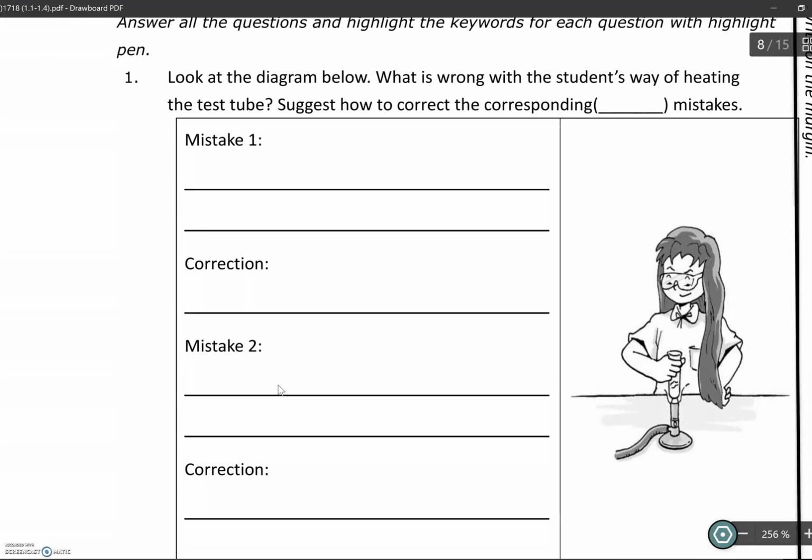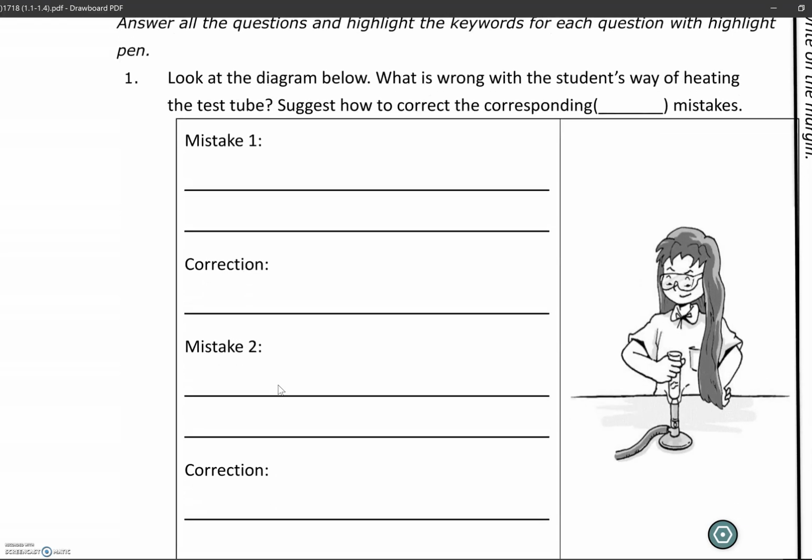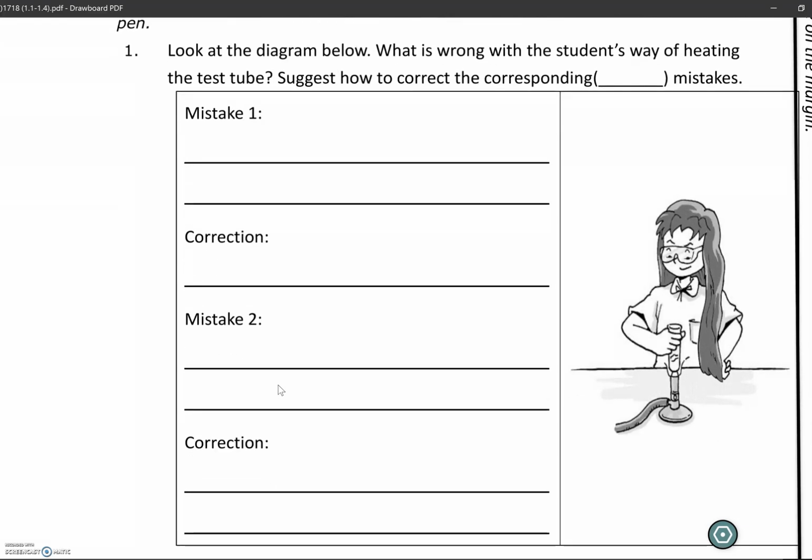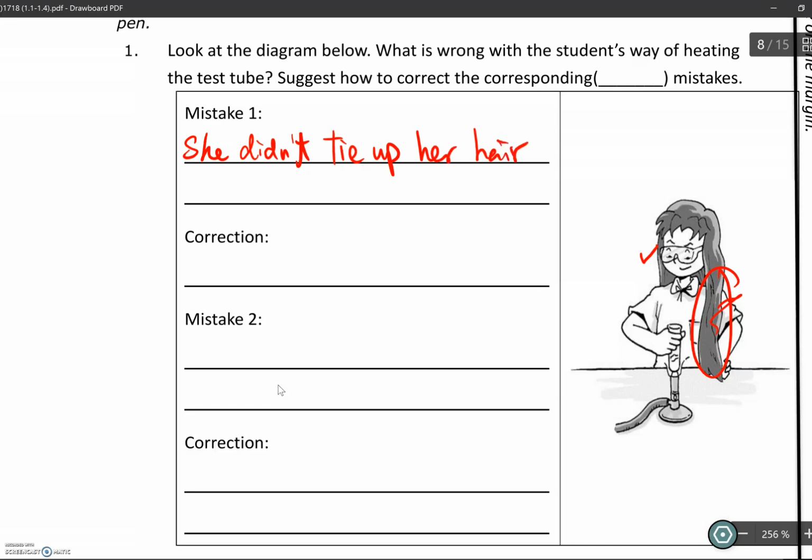So what is the problem shown in this diagram about lab safety? This lady actually wears safety goggles. It's good, but how about her hair? When we're using a Bunsen burner, it will catch fire, right? So the mistake one will be she didn't tie up her hair. So she should tie it up.